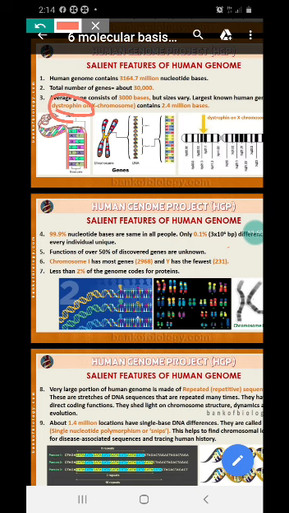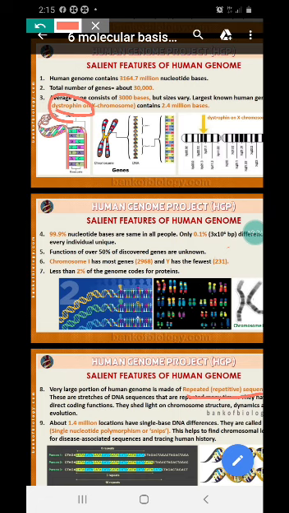Clear, children? And a very large portion of the human genome is made up of repeated sequences. For example, AAA, or only one nitrogen base repeated millions of times, not 10 times or 20 times or 100 times, millions of times repeated. Or it can be AT or AG, whatever it is. Okay, so many times repeated sequences are present.